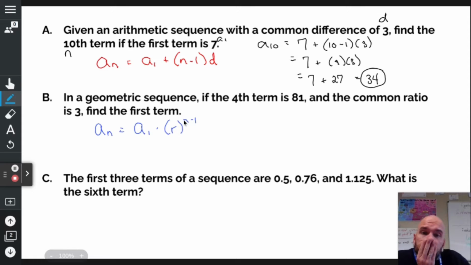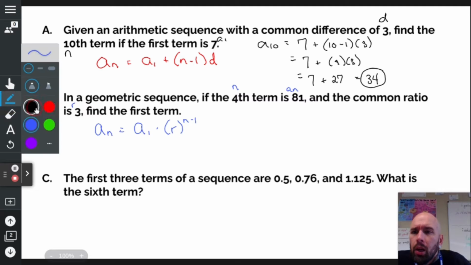Now let's label what we know. We know that the fourth term is 81. Okay, so 4 would be my n, and 81 would be my A sub n. My common ratio is r. Find the first term. Okay, so it looks like I'm working a little bit backwards here, but that's okay. I can handle this. I'm a math teacher. A sub n is 81.